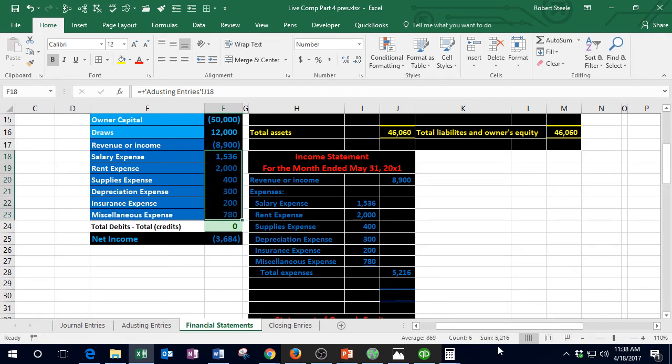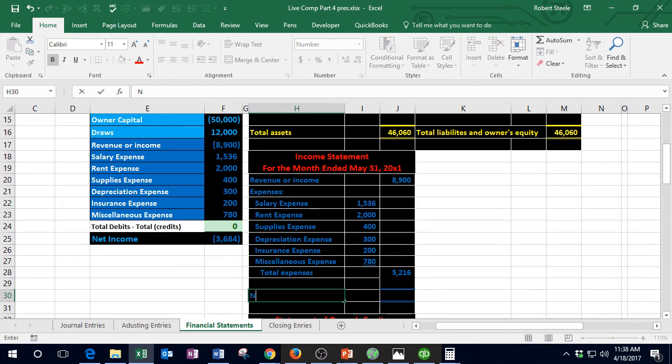Excel adds it up to 5216. That's what we have there. Therefore, it looks correct. All right, then I'm going to go ahead and underline that. Home tab, font, underline, and go to the final line, which of course is net income.